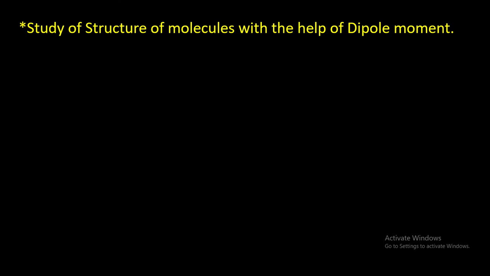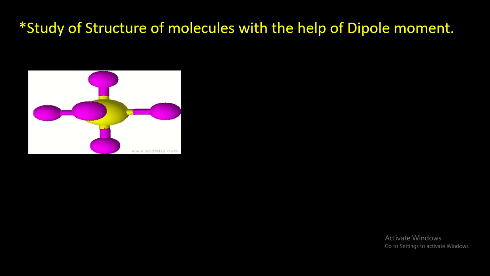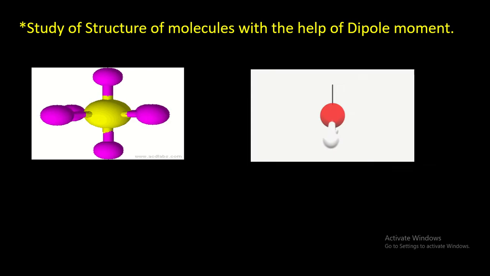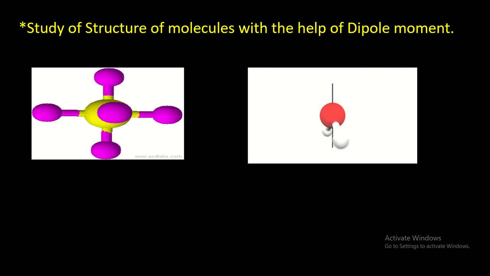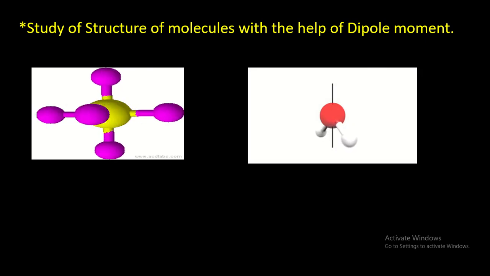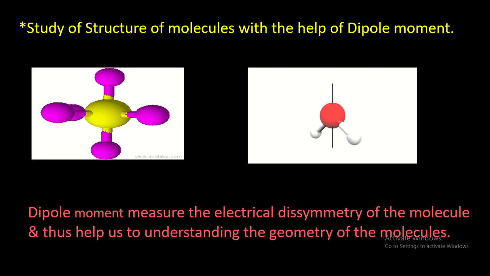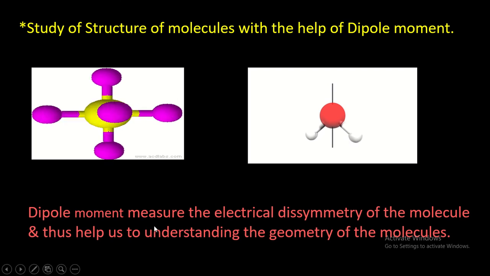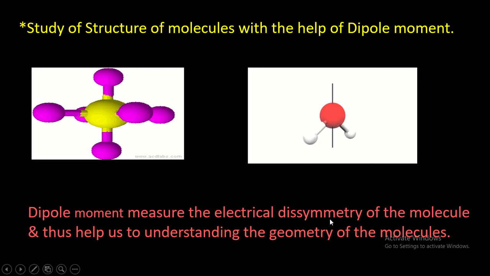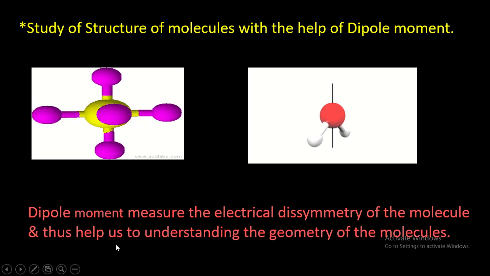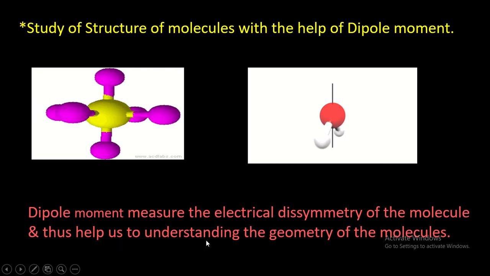The study of the structure of the molecule with the help of dipole moment. If the molecule has symmetry, then the dipole moment is less. The more symmetry gives less dipole moment. Therefore, dipole moment measures the electrical dissymmetry of the molecules and thus helps us in understanding the geometry of the molecules.